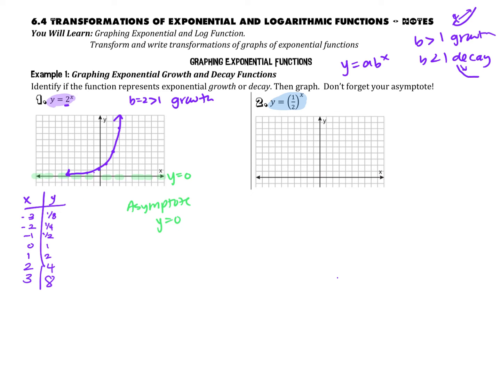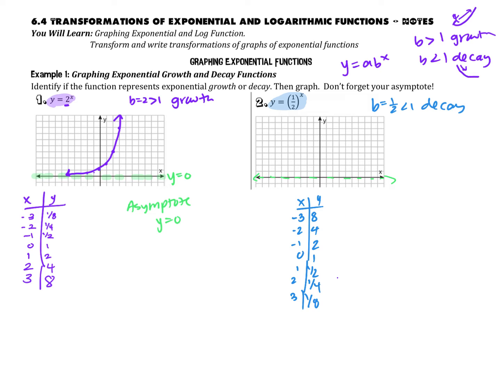All right, I'm going to encourage you to pause the video and go ahead and make a table for number 2 on your own, and then unpause the video and see how you did. All right, so in this case on number 2, b is 1/2, which is less than 1, so we're looking at exponential decay. Our table is almost going to be like the reverse of the table that we just had. 1/2 to the power of -3 is 8, because you take the reciprocal and apply the exponent.